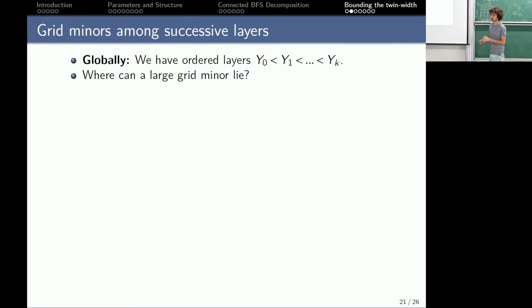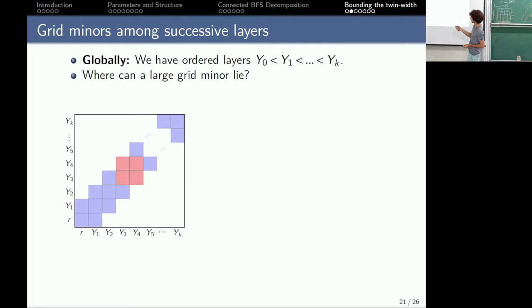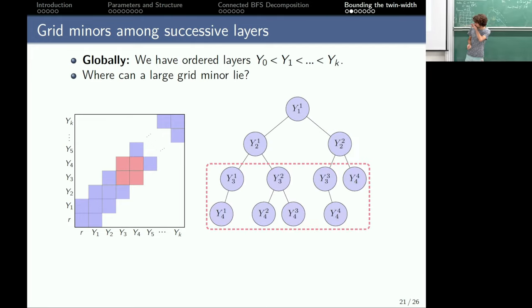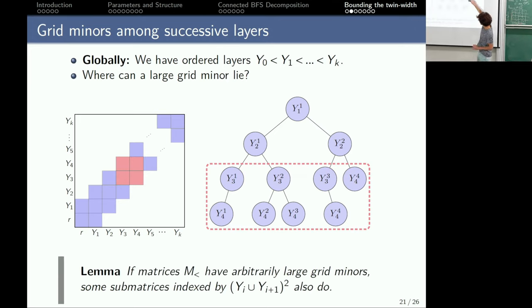So globally, recall we have ordered our layers. I'm not even talking about the components here. We have ordered our layers from one to the other, and layer yi is only adjacent to the layer before and the layer afterwards. So the adjacency matrix looks like this. You have y1, which is adjacent to at most y2 and r here. It's a diagonal. If you want to find large grid minors, you also find them in a zone like this, indexed by two consecutive layers. So this means that if you can find large grid minors in your class, you can find large grid minors also in the subgraph induced by two successive layers.